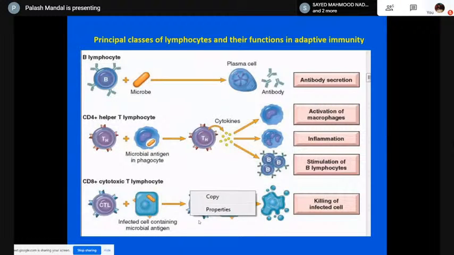Now this is a picture taken from Robbins. It shows how adaptive immunity is activated in the body. This is a simple image which shows the B cells, the T cells, and cytotoxic T cells. A B cell, when a microbe comes into the body, reacts with it, and a particular B cell is activated and transformed into a plasma cell. This plasma cell transformation is very important, because only once the B cell is transformed into a plasma cell can it produce the antibody. So antibodies are produced from modified B cells, which are known as plasma cells.